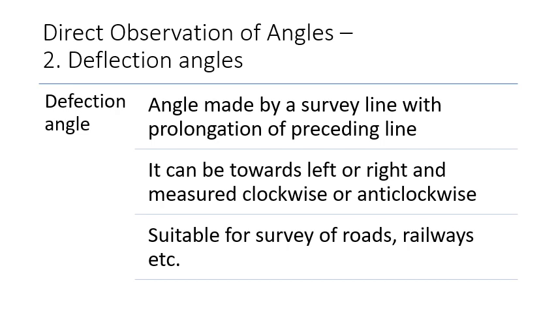The measurement can be either towards left or right, or we can say it can be clockwise or anti-clockwise. So if it is towards left or right, we have to specifically mention to which direction the deflection angle is measured. Usually this kind of method, the deflection angle method, is adopted for open traverse, like when we are doing the traverse survey for road, rail.